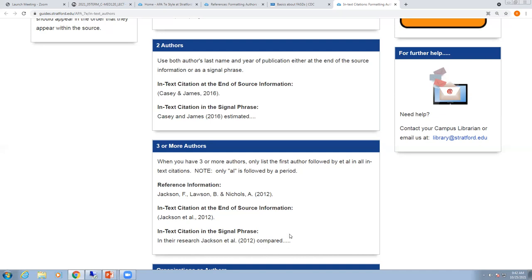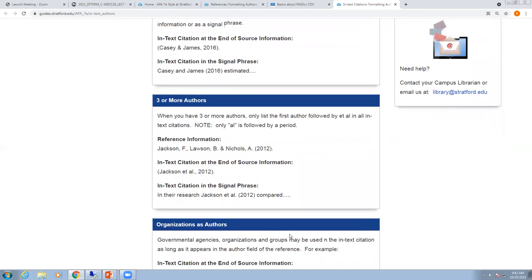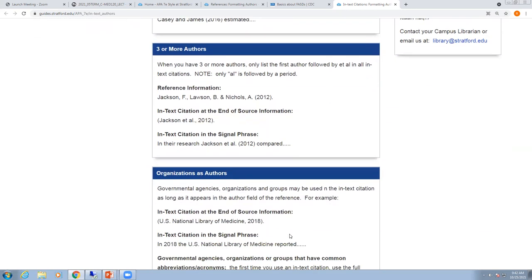Okay, so you don't have to list all those authors. And then of course, if it's an organization, you can list the organization as the author. Any questions about that?